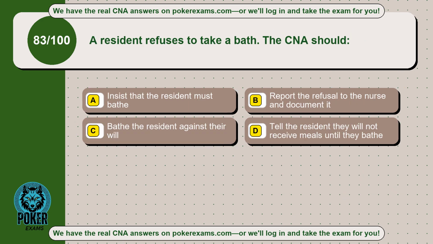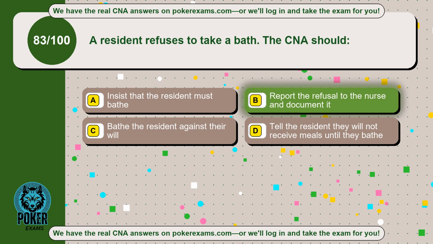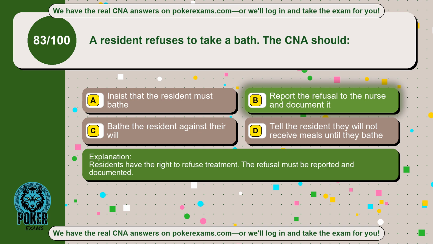Question 83. A resident refuses to take a bath. The CNA should: Option A, insist that the resident must bathe. Option B, report the refusal to the nurse and document it. Option C, bathe the resident against their will. Option D, tell the resident they will not receive meals until they bathe. The correct answer is option B. Report the refusal to the nurse and document it. Residents have the right to refuse treatment. The refusal must be reported and documented.